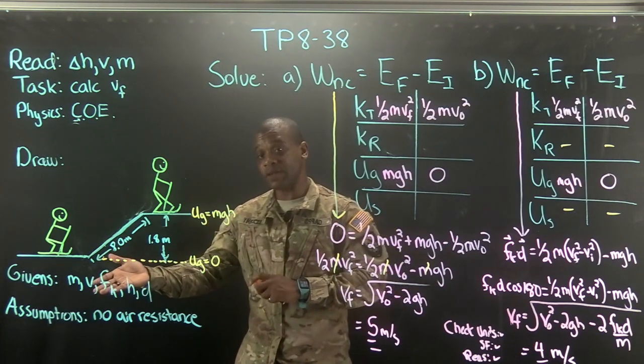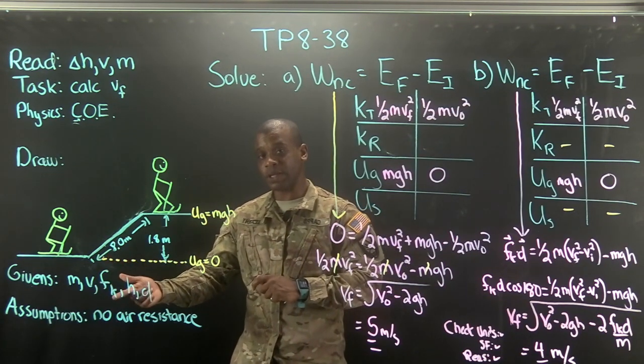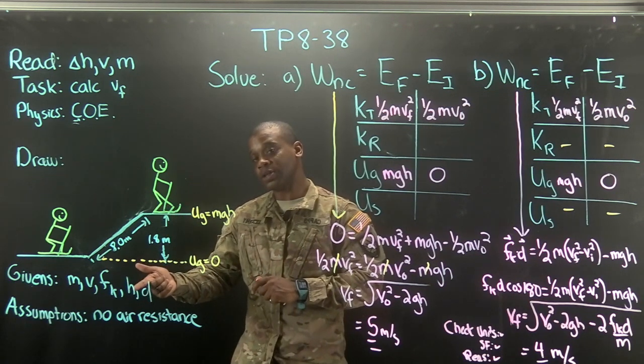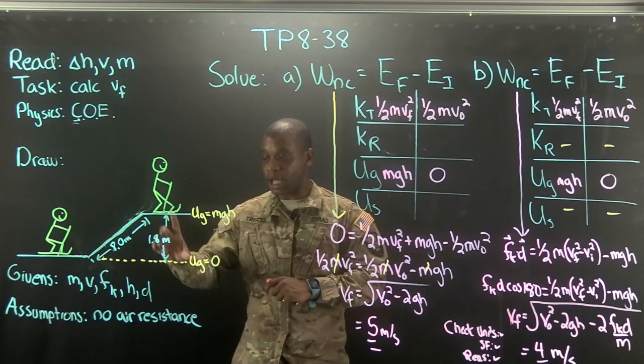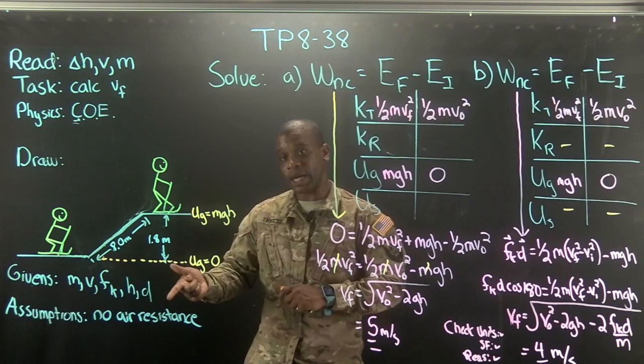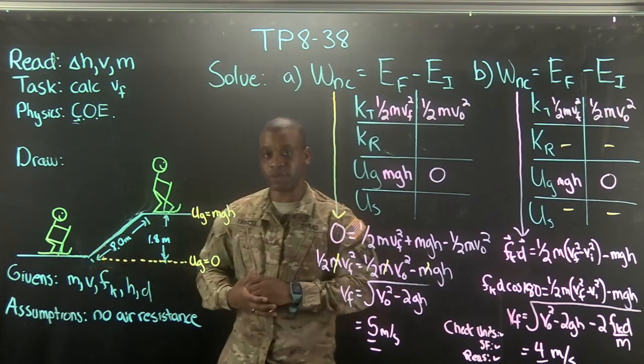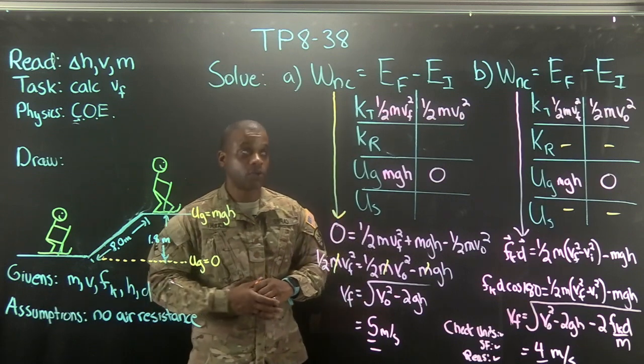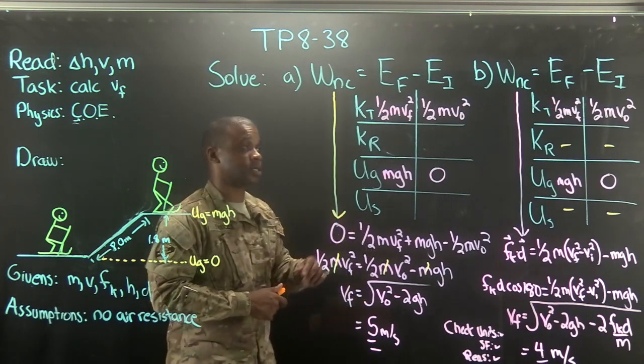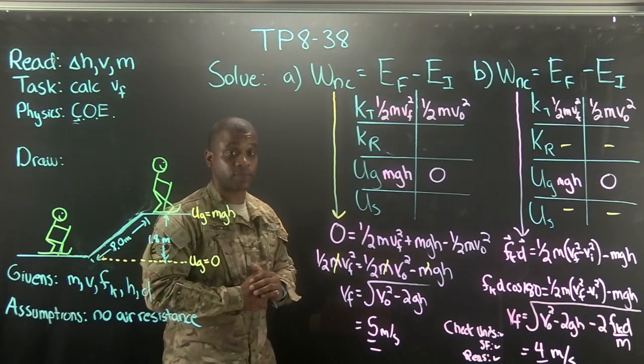Now, they gave us the mass of the skier, the initial speed of the skier, the force due to kinetic friction, the height that the skier displaced, and the displacement from his initial position to his final position. We're going to assume that there's no air resistance. Now to the solve step.